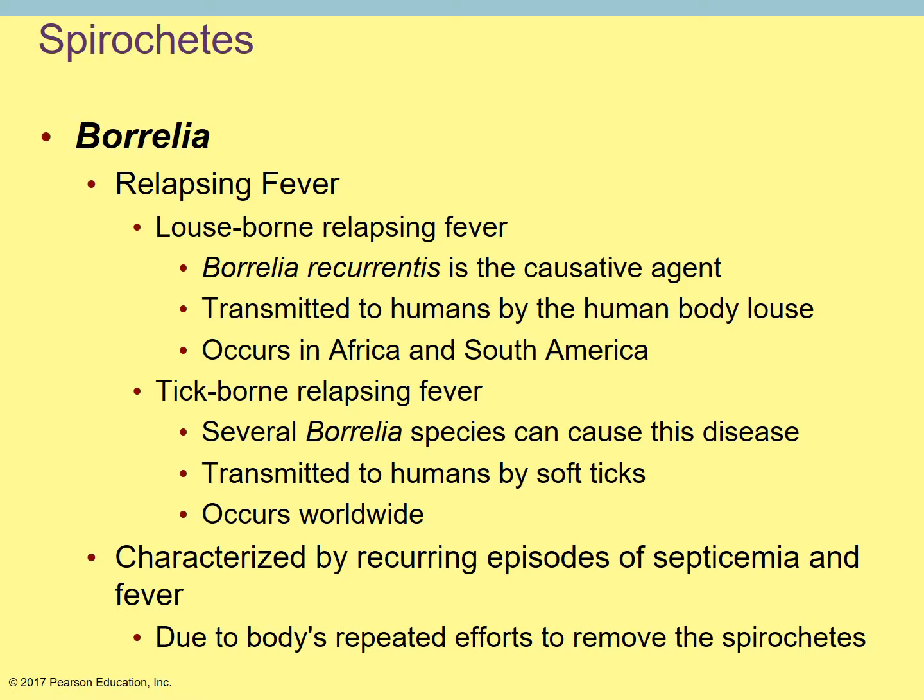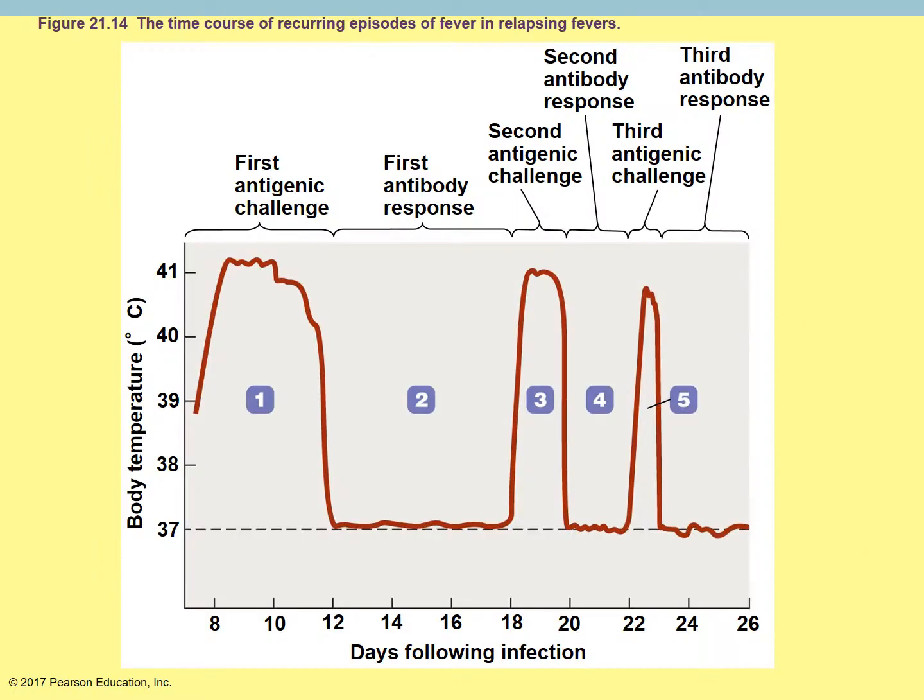What's going to happen here is you have these repeating or recurring episodes of fever and septicemia. It's trying to get rid of it. And it's probably best seen with this graph, where on number one, you have your first exposure. You're going to get a high fever. It spikes. As your body is fighting it, you have your typical immune response, and then the fever is going to go down. About day 12.